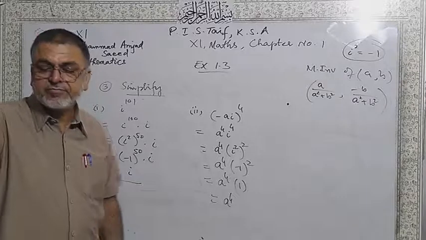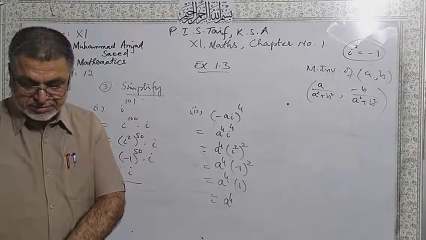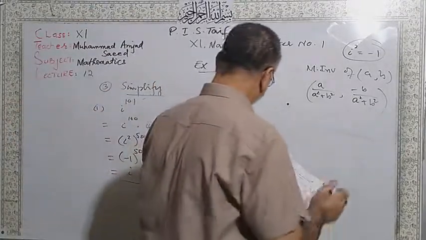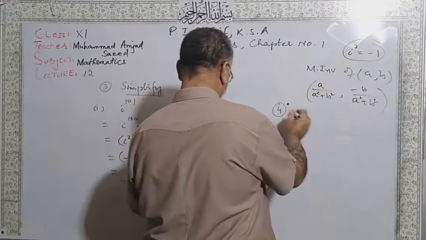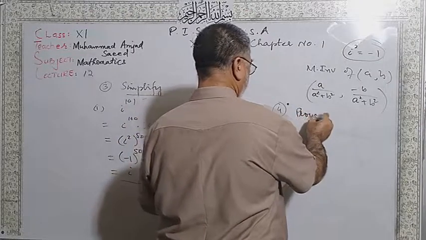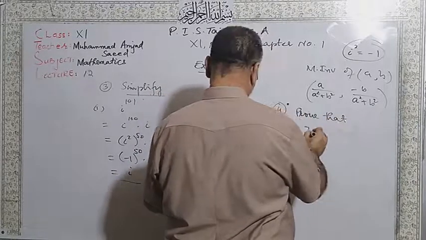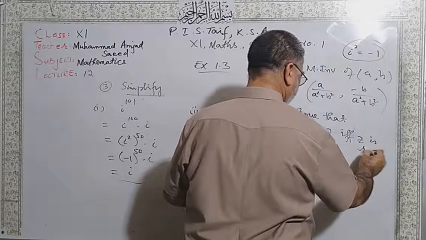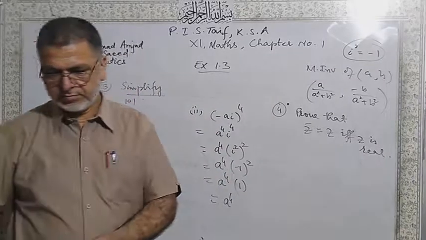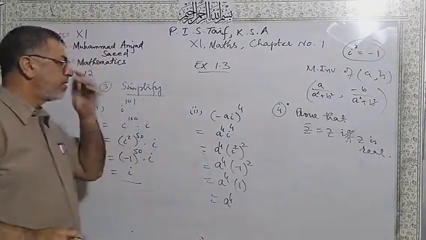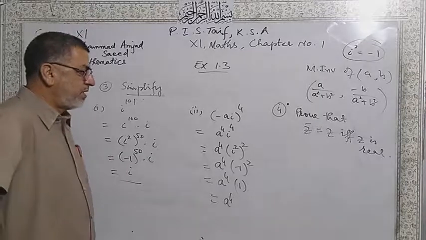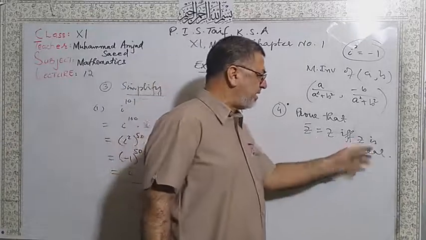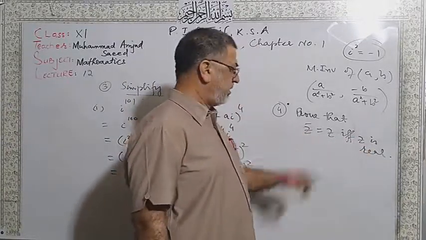After that, we will have question number 4. Prove that z bar is equal to z if and only if z is real. Basically, we have to prove that if z bar is equal to z, then z is real, and if z is real, then z bar will be equal to z.